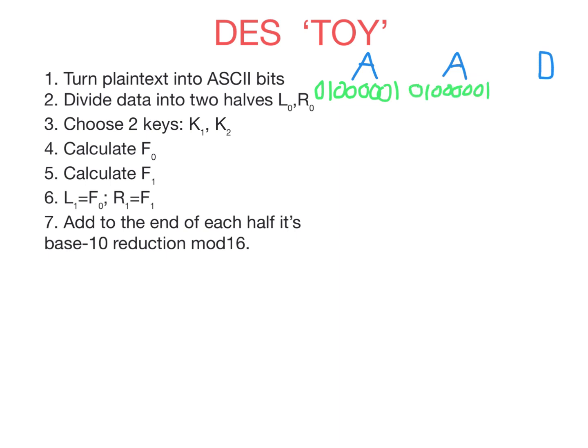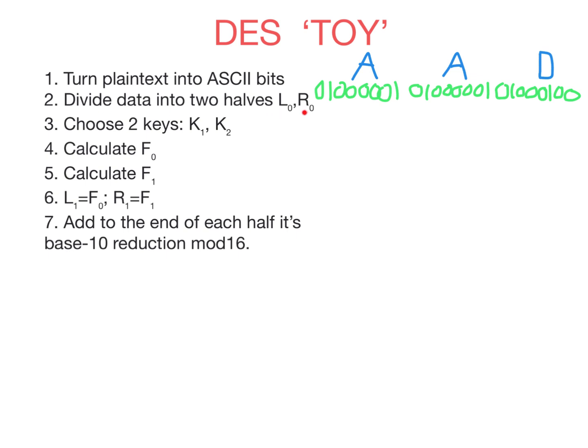So capital D from the table is decimal number 68. So in binary, we're going to start with a 0 so that it's an 8-bit string, and then it's 1, 0, 0, 0, 1, 0, 0. So this is our plain text and we are going to operate on these numbers here.